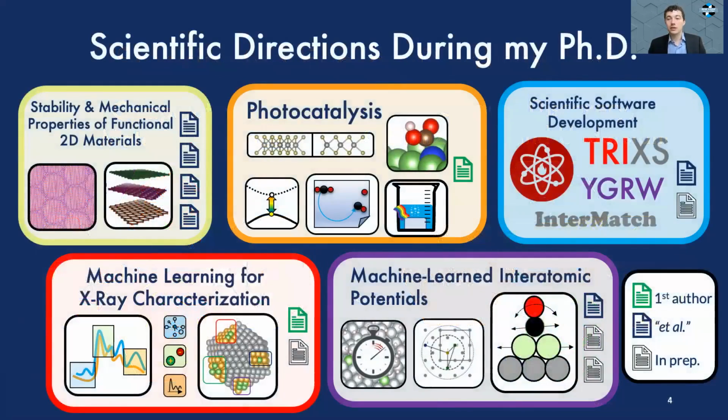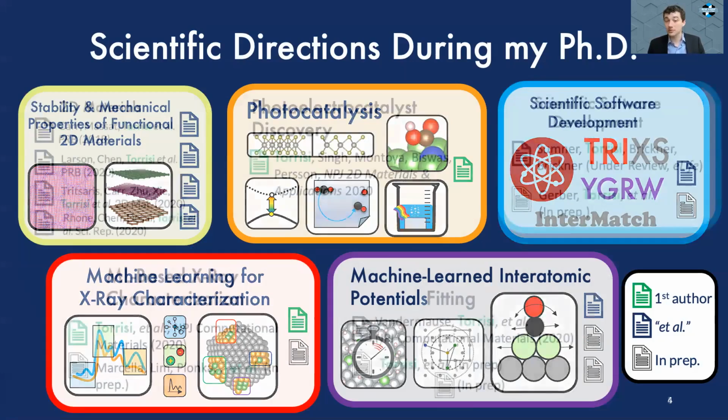So this is an overview of all of the work that I've done during my PhD. And one of the things that I love most about computational science is that the skill sets tend to be transferable between a wide range of different projects. So this is part of how I was fortunate enough to be able to work on projects related to two-dimensional materials, discovery of photocatalysts, developing scientific software to tie the whole thing together, machine learning for the characterization of experiments with X-ray absorption spectroscopy, and the development of machine-learned interatomic potentials that we can use to study the atomic behavior of materials over long timescales.